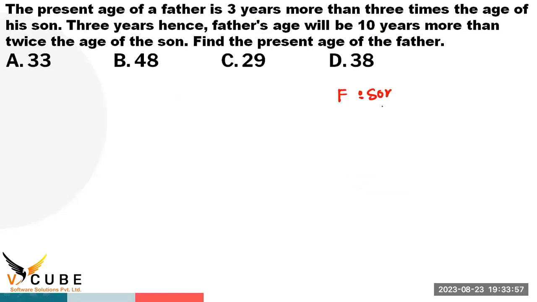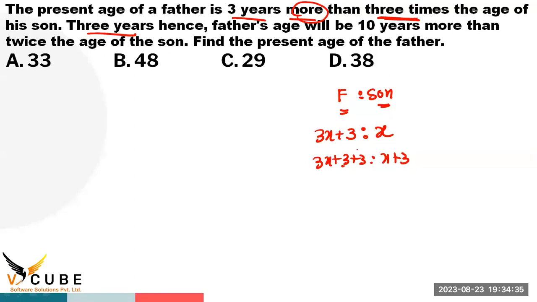Father and son. First, read the question properly. The present age of father is 3 years more than 3 times the age of his son. And the son's age, we don't know. Let it be X, guys. Father is how many times? 3 times. X into 3, 3X. More means adding. So more than 3 years. That is the formation. Right. Next one. 3 years hence. Hence means plus. 3x+3 and 2x+3. So 3+3, 6.